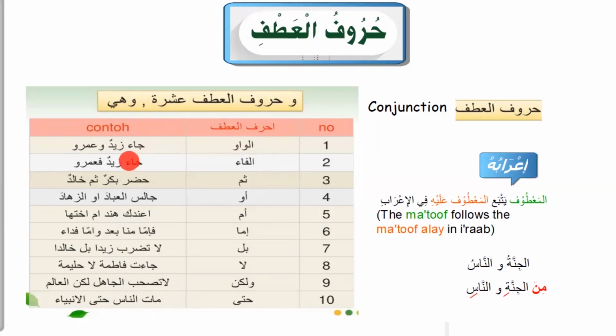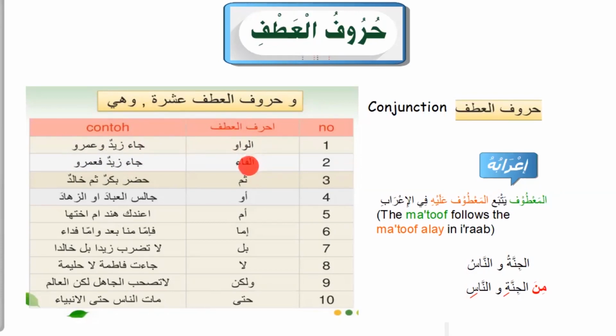So this is an example they have given here. So they are using the same sentence. جاء زيد فعمر. Zaid came, then Umar. But this fa comes to mean then. Okay, then. So this one means then. This one means and, and this one means then.